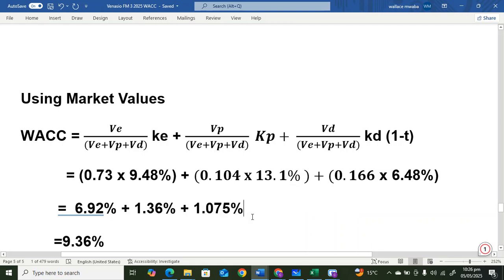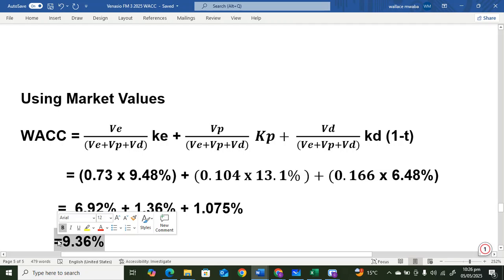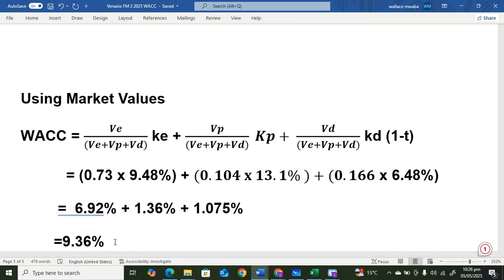1.075. You add all these three together, you get your weighted average cost of capital, which is the overall cost of financing for your business, or the minimum return required by the providers of finance.